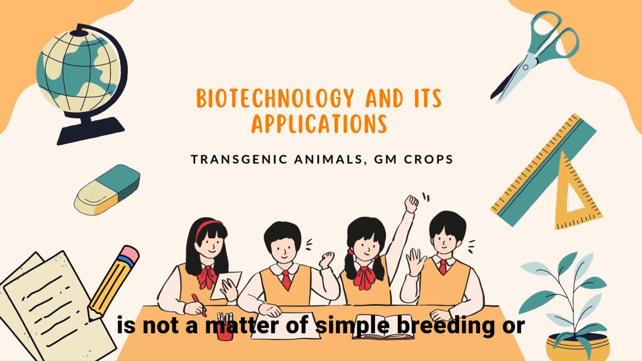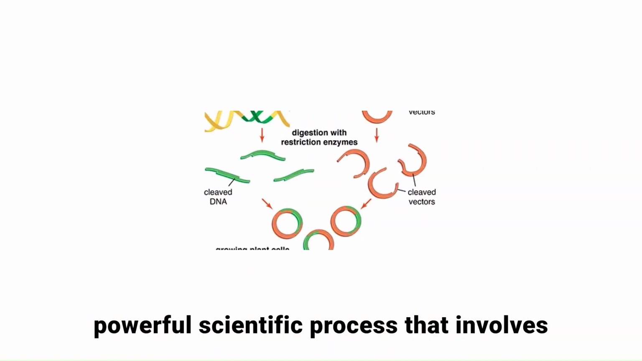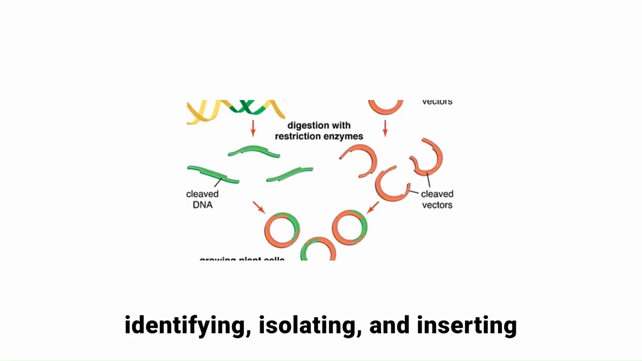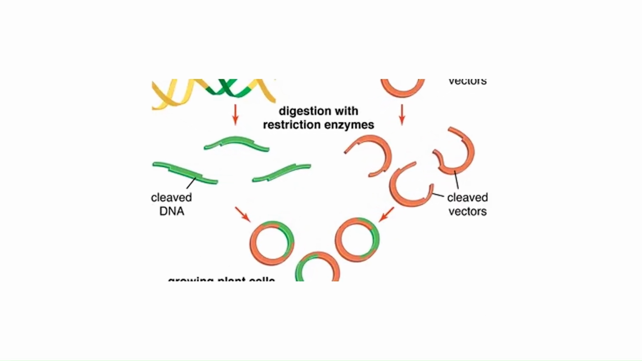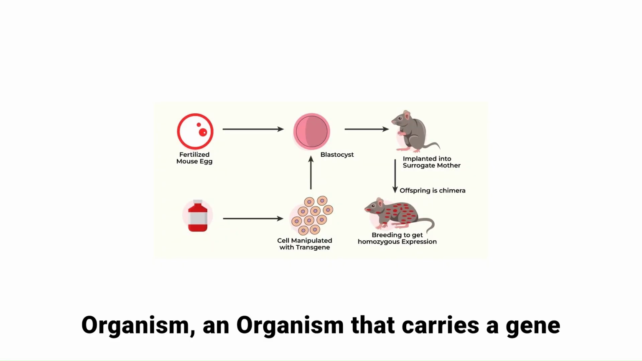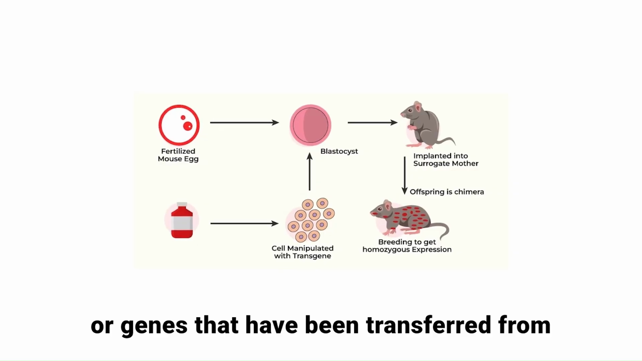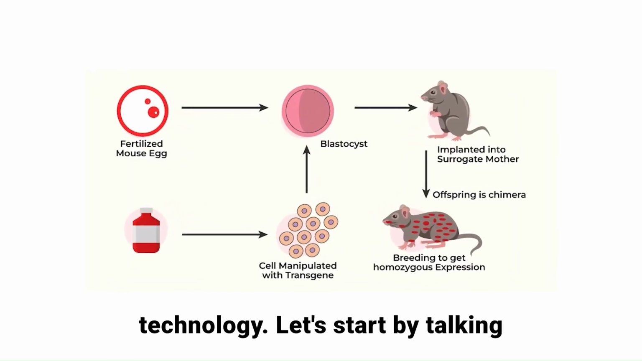This is not a matter of simple breeding or crossing plants and animals, but a powerful scientific process that involves identifying, isolating, and inserting specific genes into target organisms. The result is what we call a transgenic organism, an organism that carries a gene or genes that have been transferred from another species using recombinant DNA technology.